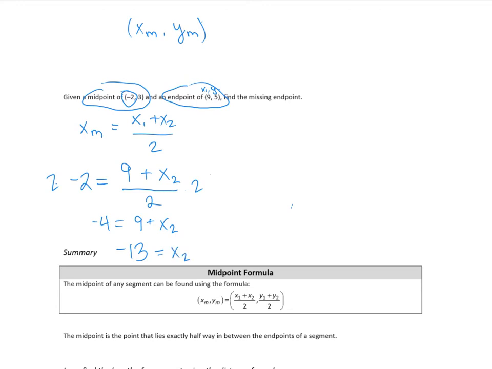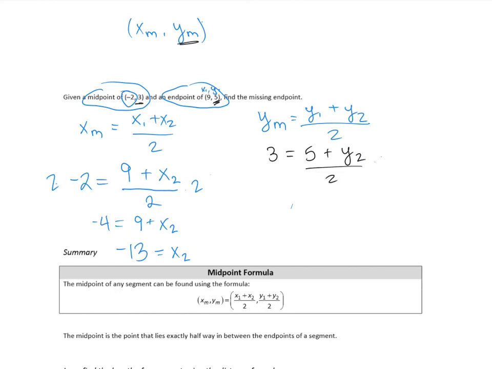Now we're going to do the same thing with the y's. Ym is going to equal y1 plus y2 over 2. Plug in what you do know. I'm going to change colors. Ym is 3, and my y1 here is 5. What I don't know is y2.